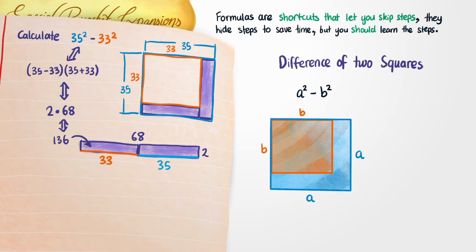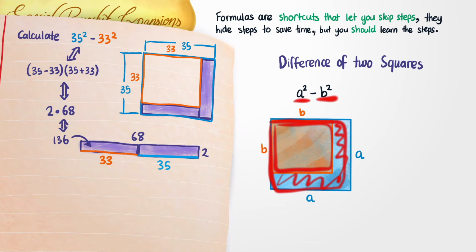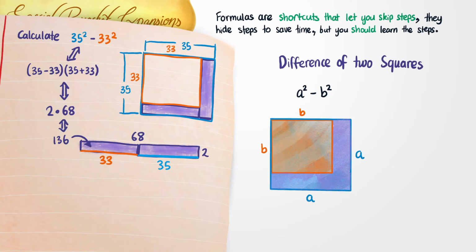So in this case, we want to subtract the b squared from the a squared. This outer square is the a squared, and this inner square is the b squared. The idea is if we subtract the b squared from the a squared, we'll only be left with this area between the two. Now, just like we did in the example, we want to break the shape into two parts, and then we want to straighten them out into a single rectangle.